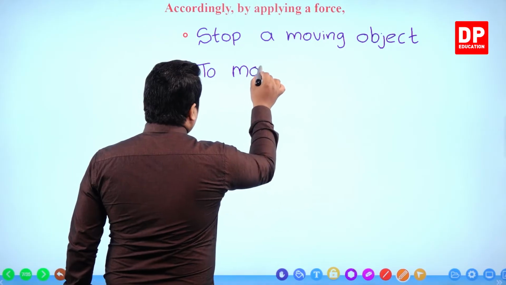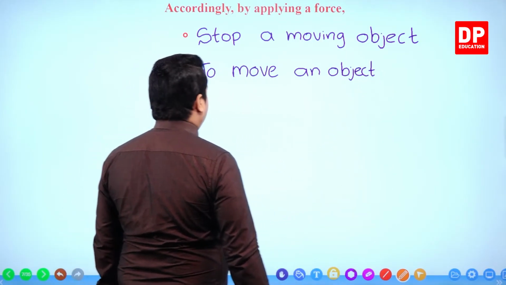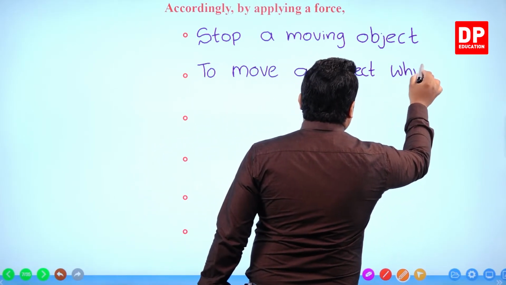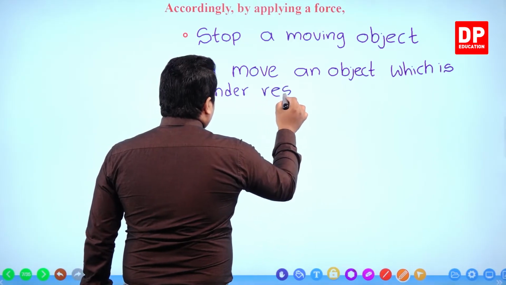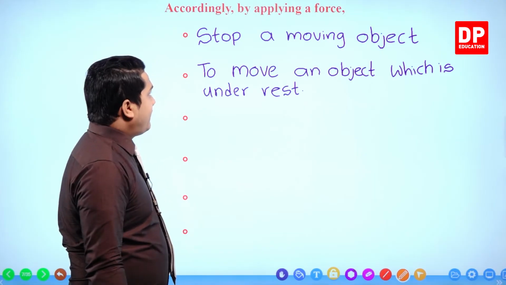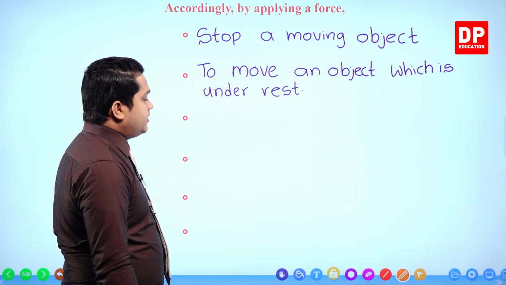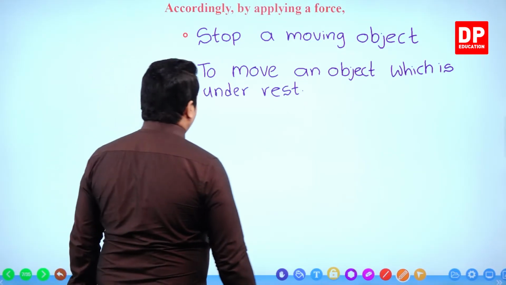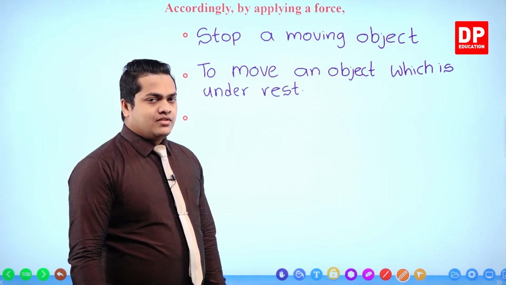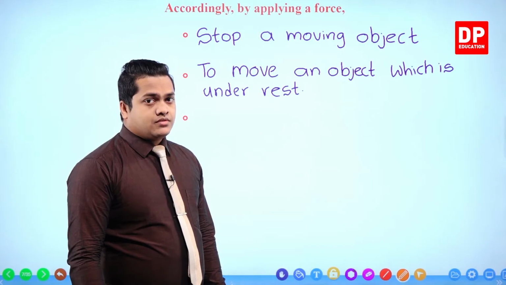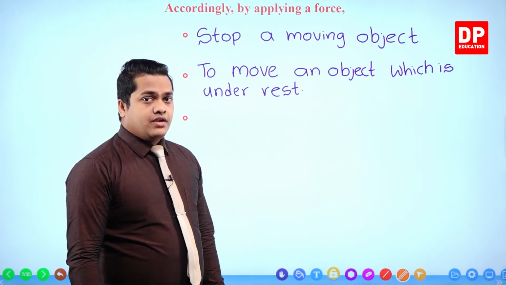To move an object which is under rest. Right? So we can apply a force on a certain object and we can move an object which is under rest. Number 2. Number 3, you know that we can either increase or else decrease the speed of an object by applying a force. So next one would be, in order to change the speed of an object, we can apply forces.